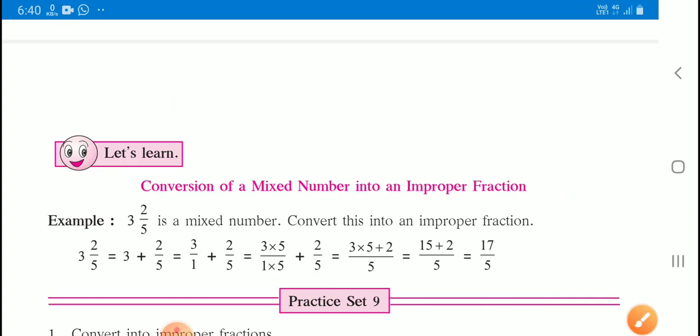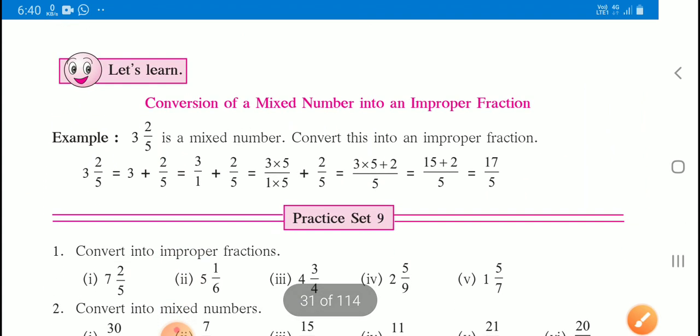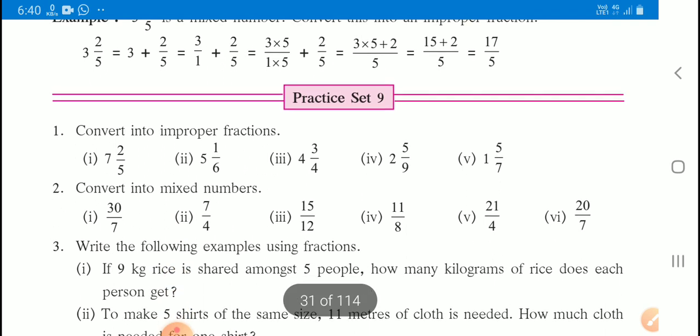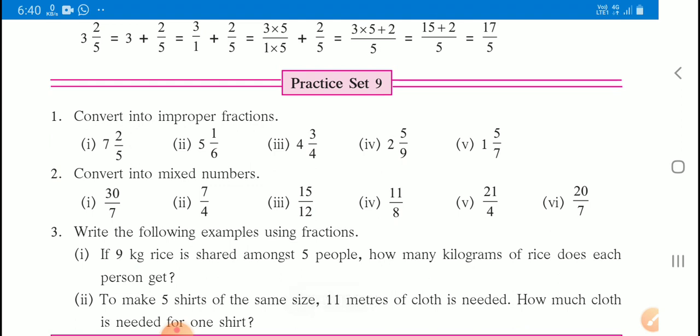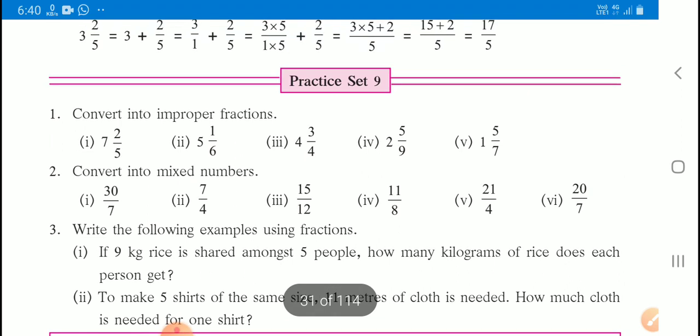Now, look, by using these methods, you have to solve practice set 9. The first question is convert into improper fraction. The second is convert into mixed number. And write the following examples using fractions. First the apples example we had seen. In the same way you have to write the example using fractions. Solve and write down the example, first of all find the improper fraction, then find the mixed number of those examples. Okay. Maybe you understand these examples very well.